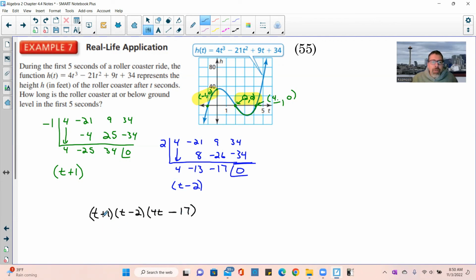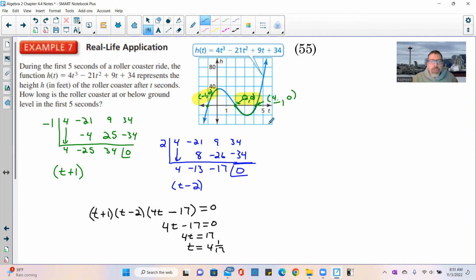And so now I know that my zeros are negative 1, negative 2, or 2. And this would be using the zero product property. These all have to equal 0. Remember, that's the ground level. So now I take 4t minus 17 equals 0. Add 17 to both sides, and I get 4t equals 17. Divide by 4, and 4 goes into 17, 4 times 4 is 16, and 1/17.